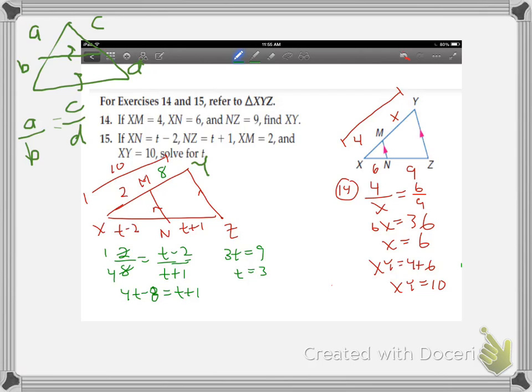On problem number 15, I've redrawn the picture below number 15 on the bottom left-hand side of the picture here. Put in all the given information. We have to do a little subtraction to get the length of MY. 10 minus 2 leaves us with 8. And since MN is parallel to ZY, it divides XZ and XY proportionally. That gives us the proportion 2 over 8 equals T minus 2 over T plus 1. We cross multiply and solve, and we get T being 3.